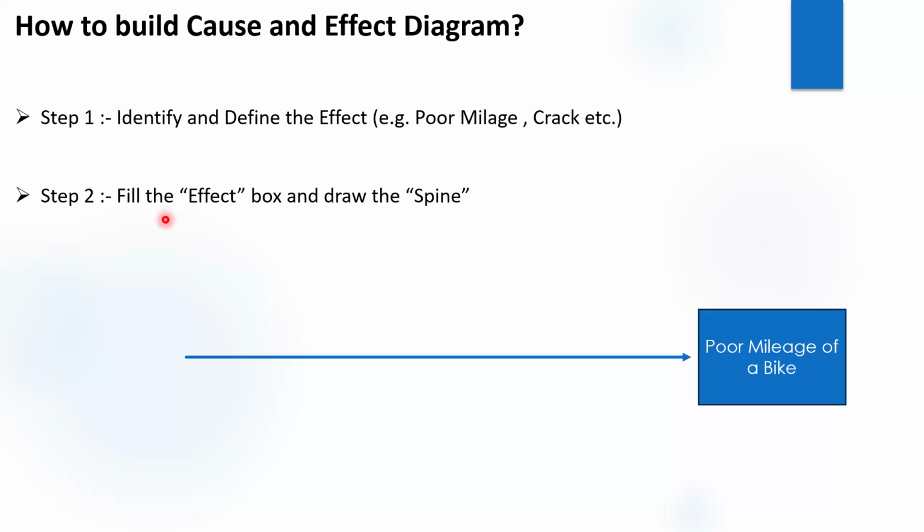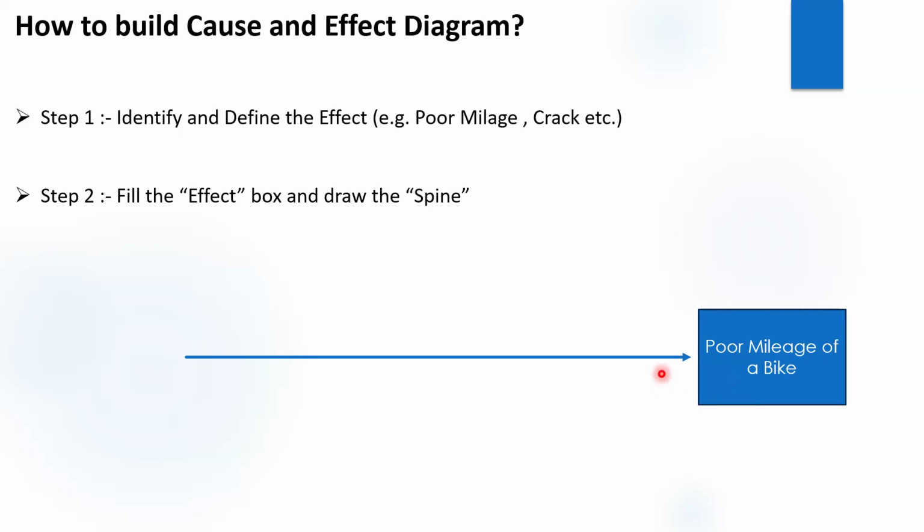Step number two: now fill the effect box and draw the spine. This is called the spine and this is called the effect box. So in step number two, I need to draw a box here and write the name of the problem. The problem is poor mileage of a bike, and I have drawn the spine. These are very simple steps. In step one, we selected the problem. In step two, we draw a box, write down the problem in that box, and draw the spine of the fish.